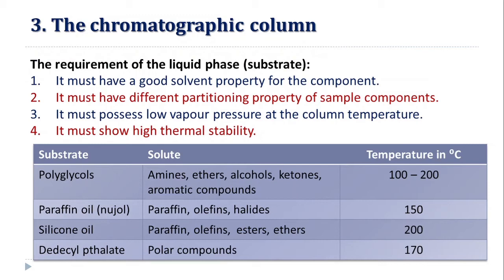Then decyl phthalate, that is for the polar compounds like amino acids and alcohols or biomolecules. So the temperature requirement is around 170 degrees. So this is the temperature for the column.